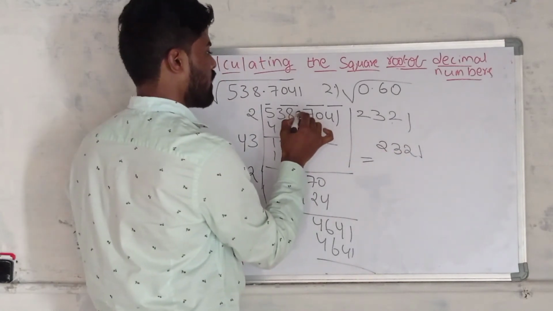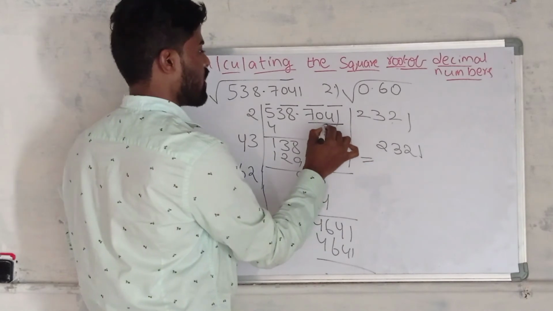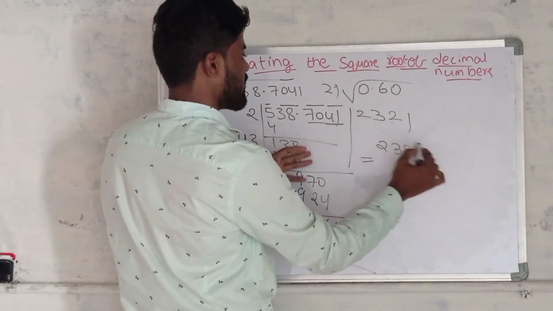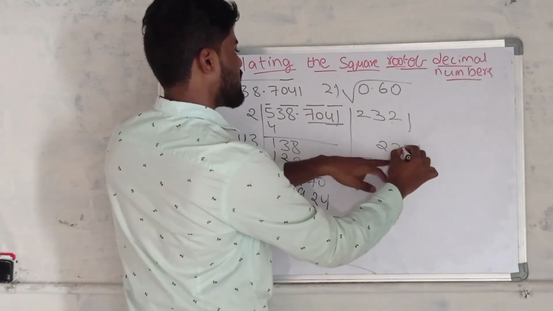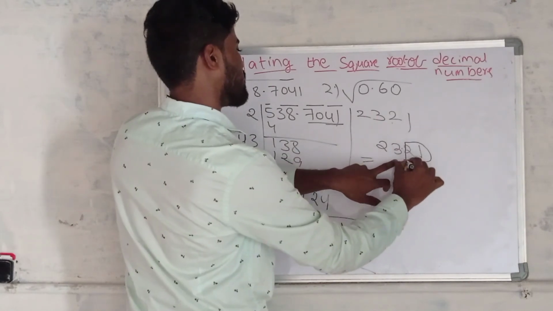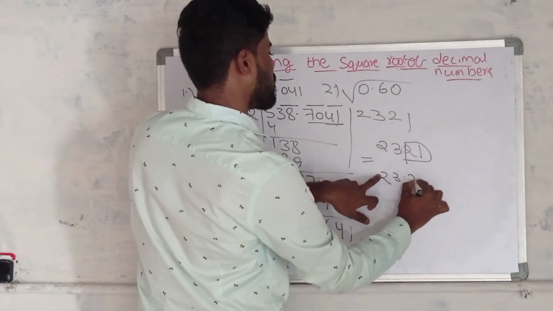Now after decimal point there are 4 digits. After calculating square root it will become 2. That means after decimal point there will be 2 digits. Our answer is 23.21.